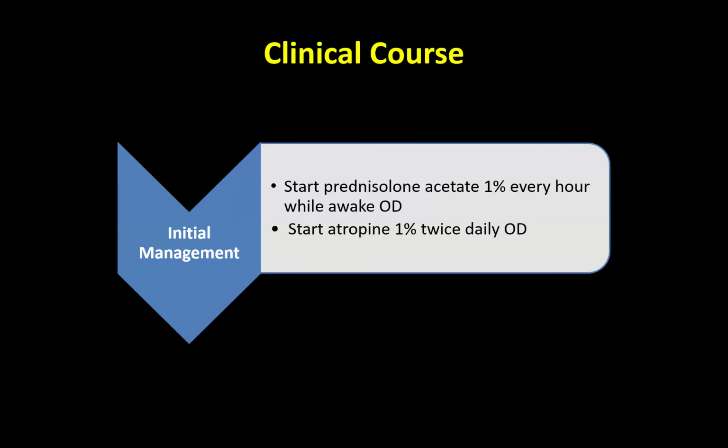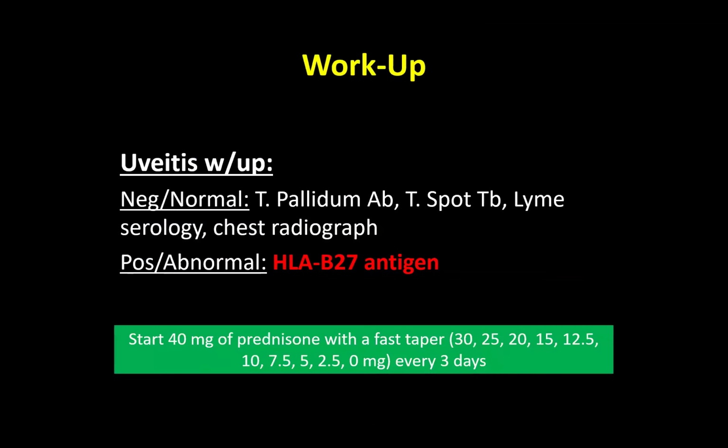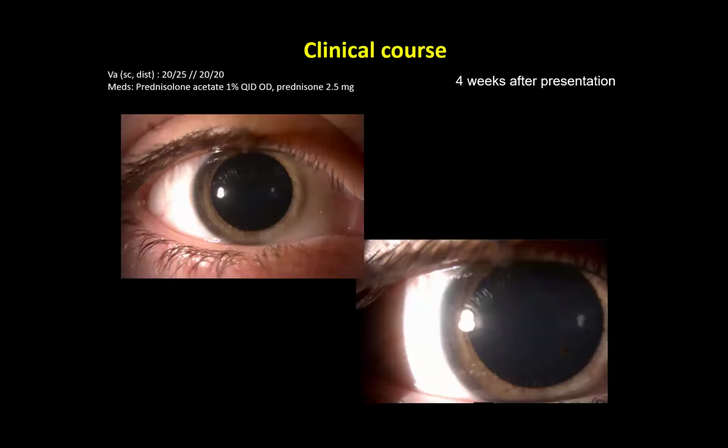So we started the patient on prednisolone acetate, topical corticosteroids, and cycloplegia, and a uveitis workup was ordered. The uveitis workup was negative for syphilis serology, tuberculosis, Lyme, and chest X-ray, but it was positive for HLA-B27 antigen. So given the labs were negative for any underlying infectious process, we started oral prednisone 40 milligrams with a fast taper every 3 days in order to suppress the inflammation faster.